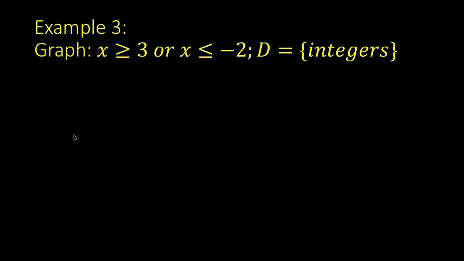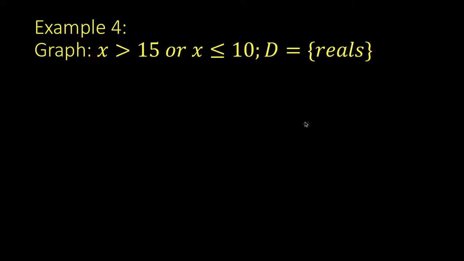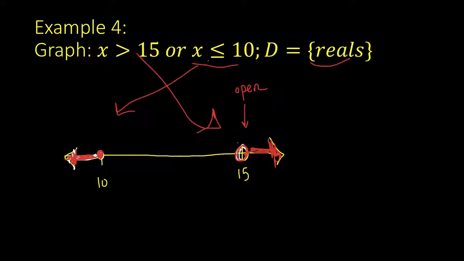Let's look at one more example. Example 4. Go ahead and try this one on your own. Pay attention to the domain. All right, checking the answer for example 4, we have x is greater than 15 or x is less than or equal to 10. And the domain is real, so we don't have to do dots. We just shade the whole line. The open circle is around 15 and there's a closed circle around 10.